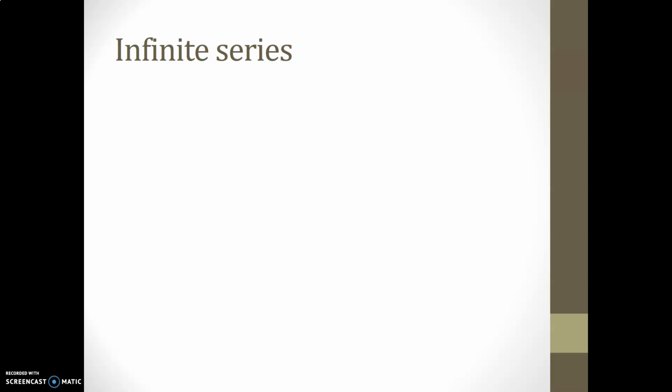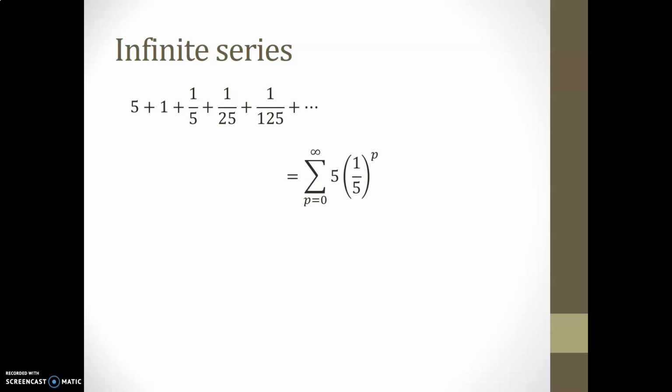Now, infinite series are slightly special because they have no end value. We keep adding terms without a last number appearing in the series itself. So here's an example of an infinite series where every term is 1/5 of the one that came before it, and we add up these terms one after the next. So in sigma form, we could represent the series as the sum of 5 times (1/5) to the power p.